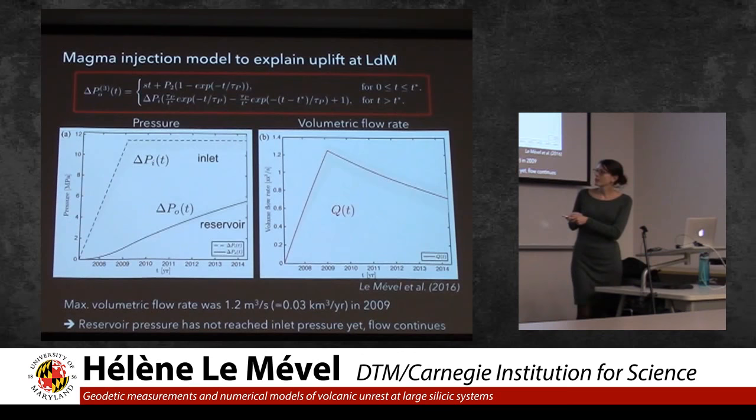So this is the best volumetric flow rate history to explain the InSAR dataset at Laguna del Maule. And the maximum flow rate was 1.2 cubic meters per second. It was reached in 2009, and since then it has decreased. What you should notice is that even though it's decreasing, Q is still positive. So according to this model, the flow still continues. It only stops when the outlet pressure equals the inlet pressure, and then Q would reach zero.